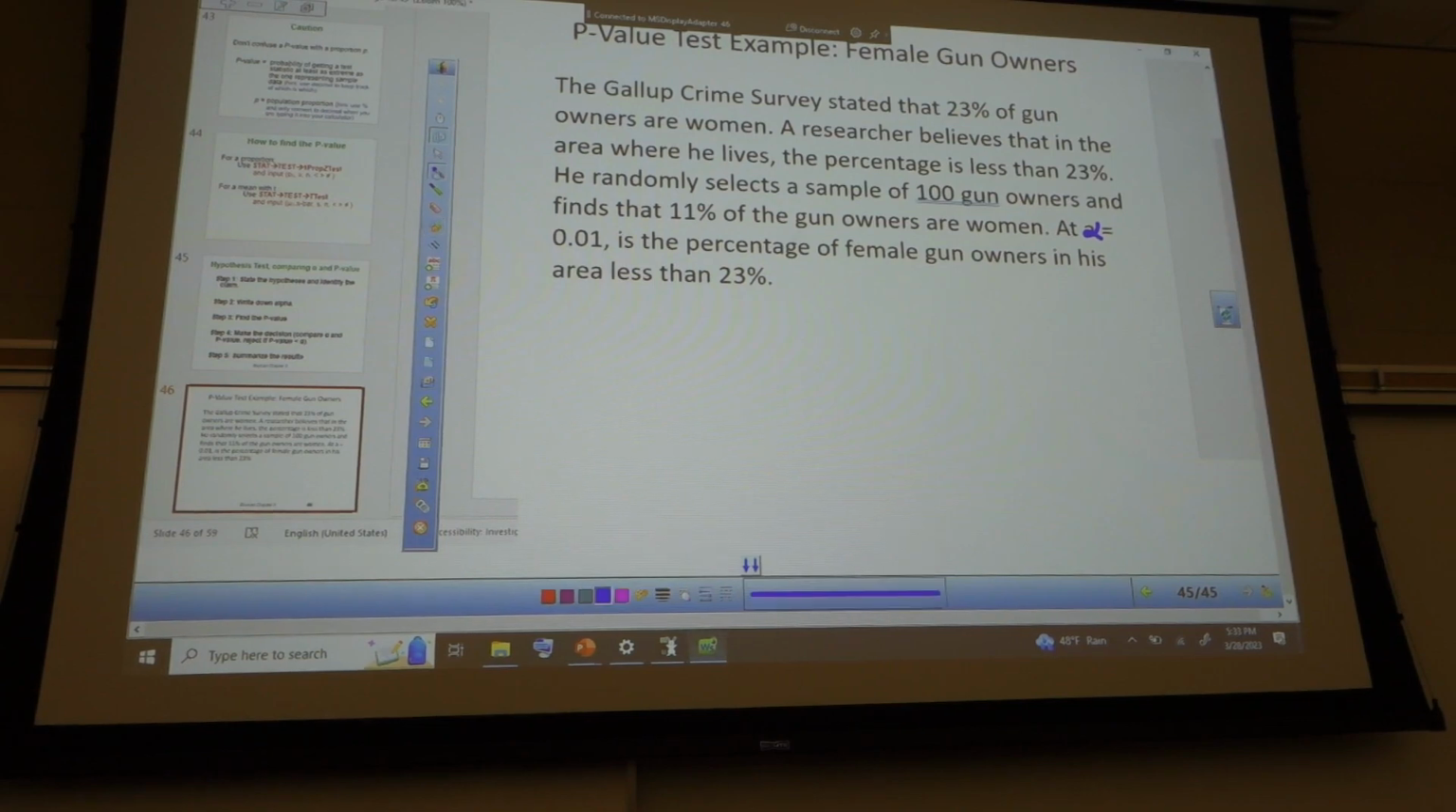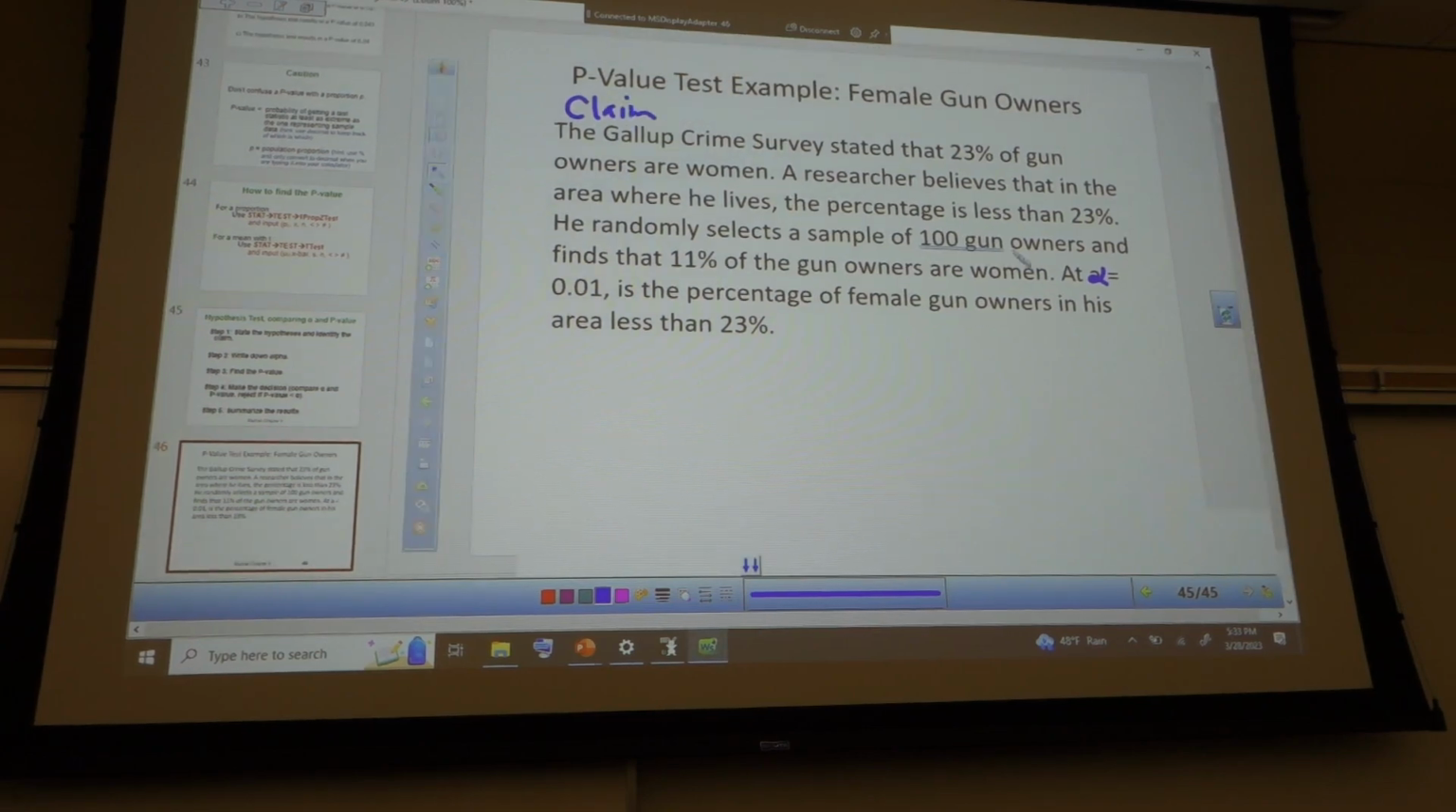Perfect. All right, so the first thing, I find all my pieces. So what's my claim? Figure out what your claim is. 23% of gun owners are women. Well, a researcher believes, this is his statement, he believes the percentage is less than. P is less than 0.23. Is everybody okay with how I found that? So this is what someone believes.